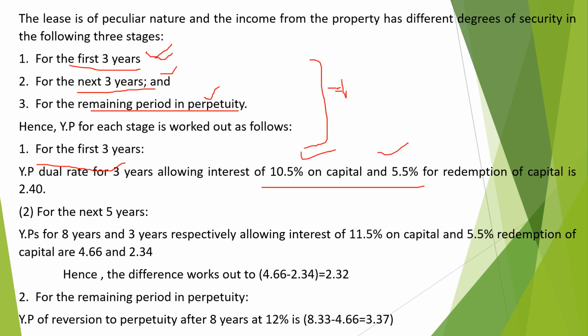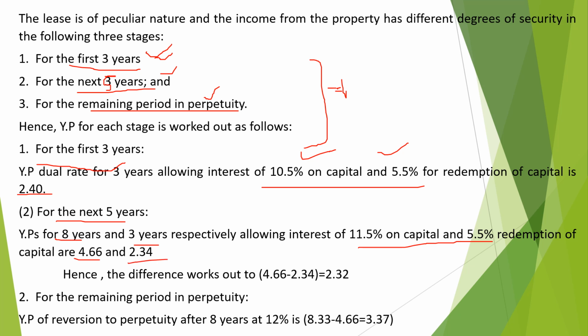We calculate YP dual rate, which comes out to be 2.4. Then for the next 5 years, it will be YP for 8 years and 3 years, which we will be using at 11.5% and 5.5%. We will be calculating this YP. This comes out to be 4.66 for 8 years and for 3 years it is 2.4. So the value comes out to be 2.34.